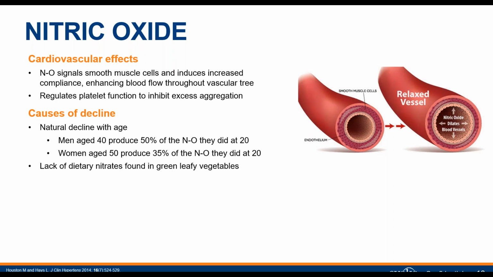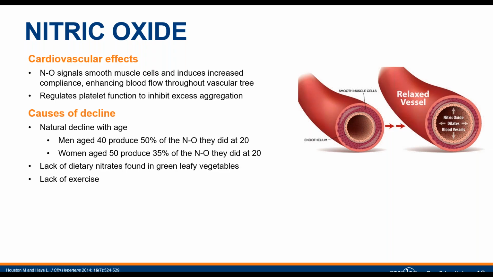It can also be impacted by a lack of dietary nitrates found in leafy greens. Nitrates are metabolized into nitric oxide in the body by oral nitrate-reducing bacteria. So if we're not consuming enough of our high-nitrate veggies, like the leafy greens, then we're going to become nitric oxide deficient, and our levels of nitric oxide are going to fall.